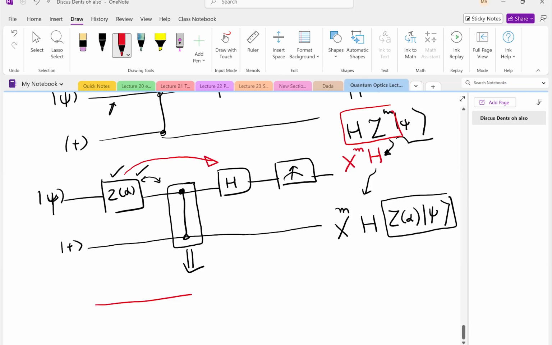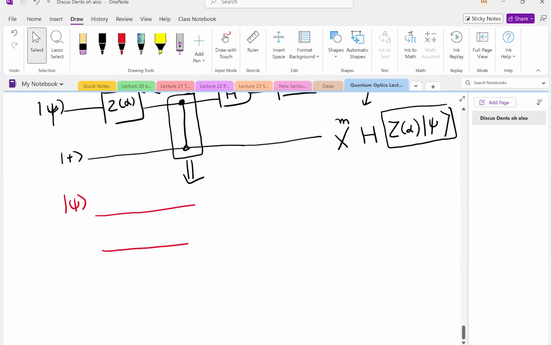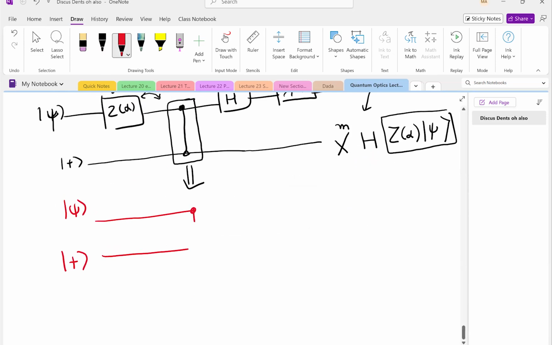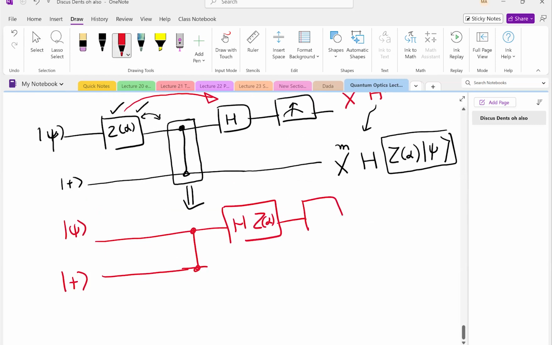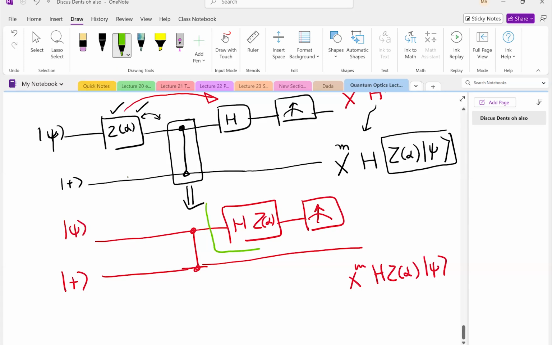When I move this forward, I get this configuration. Psi, cat plus. Now Z followed by H. Measurement. And here I have H Z alpha X M psi. This we all know is just a measurement. We all know that this is just a measurement, B alpha.